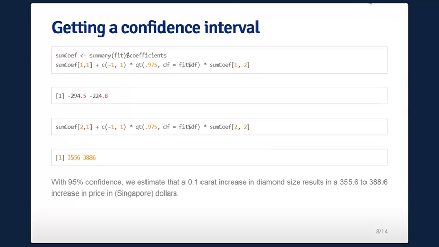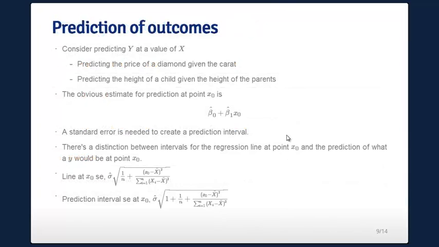And so just to interpret that confidence interval, we're 95% confident that a 0.1 carat increase in diamond size results in a 355 to 388 increase in Singapore dollars. Of course, once again, just like in the previous lecture, a 1 carat increase, as this is expressed, is probably too large, so we want to divide it by 10. Okay.